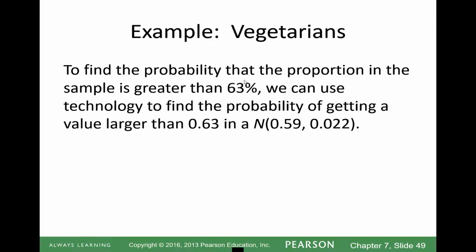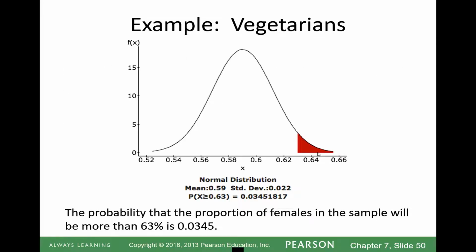Find the probability that the proportion of the sample is greater than 63%. We use technology to find the probability of getting a value larger than 0.63, given a mean of 0.59 and standard deviation of 0.022. Using the normal distribution in StatCrunch with a mean of 0.59 and standard deviation of 0.022, for values greater than 0.63, it gives us the area.